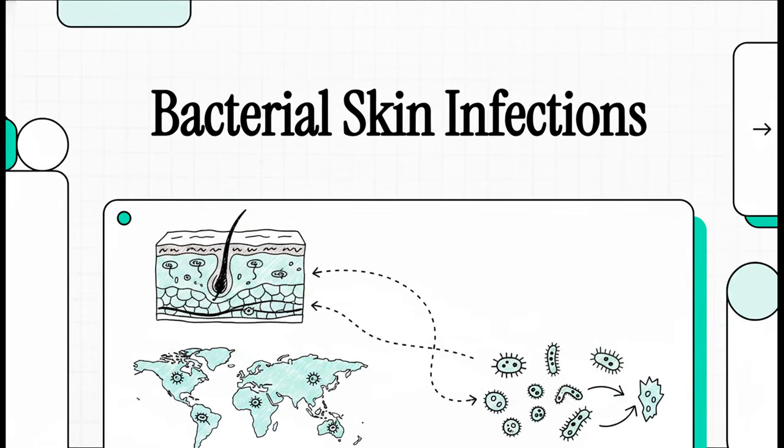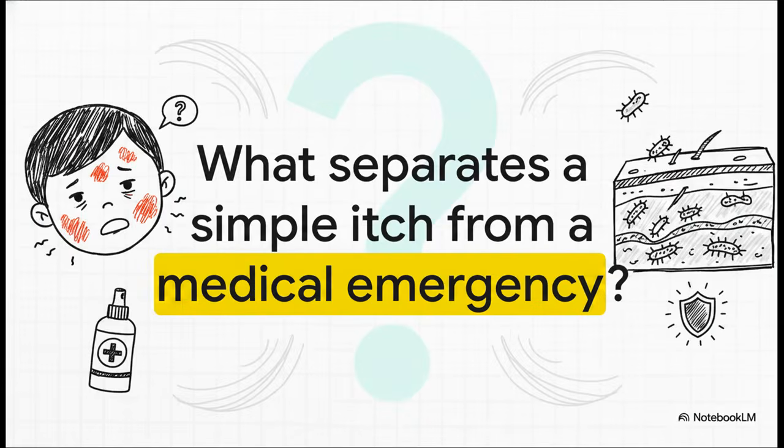Now, I know, at first glance, that might seem like a pretty straightforward topic, right? Just rashes and bugs. But it's actually this incredible, complex study in anatomy, geography, and microbiology all working together. We're going to explore exactly how these bacteria interact with our body's primary shield. But before we go geeking out over the anatomy, let's ground this in a real-world scenario.